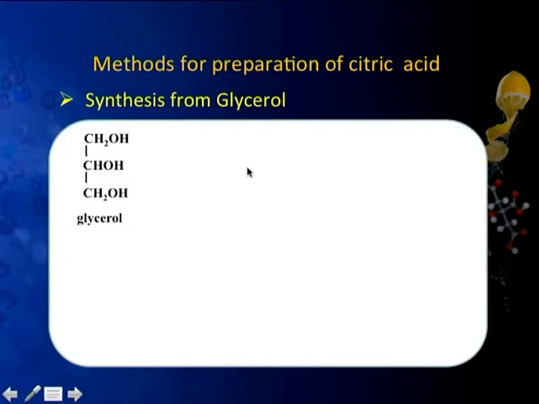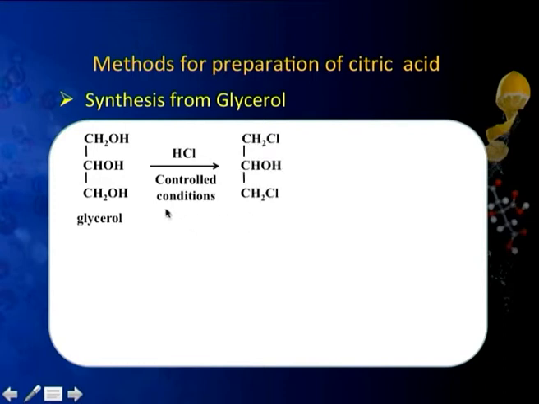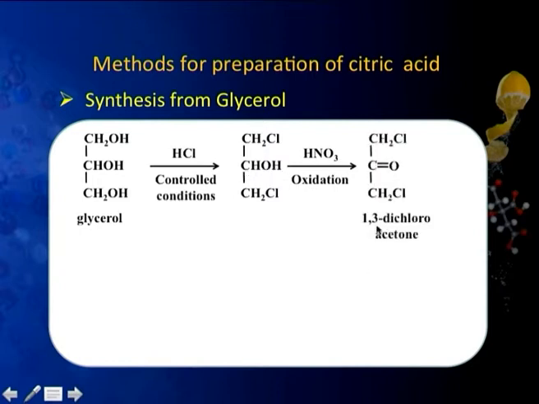Chemically, we can obtain it from glycerol. Glycerol is a byproduct of the soap industry. The soaps are obtained by the saponification of oils and fats, and one of the products formed there is glycerol. Glycerol is treated with HCl under controlled conditions, where these primary hydroxyl groups get converted into the chloro derivatives. Then it is oxidized, this CHOH group now gets oxidized to carbonyl group and we get 1,3-dichloroacetone.